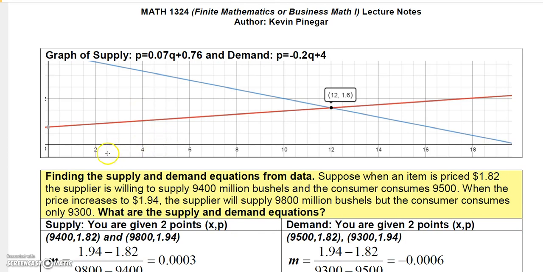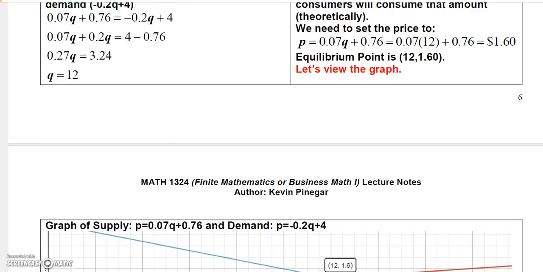Okay, so this blue line is the demand. You can see that when the price is way up high, the demand is low, but when the price drops to a low value, the demand is high. And then you can also see that when the price is low, the supplier is not willing to supply many, but as the price increases, the supplier is willing to supply more. So these two graphs go in different directions.